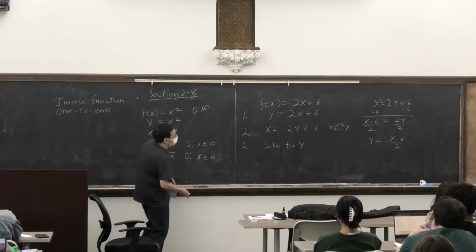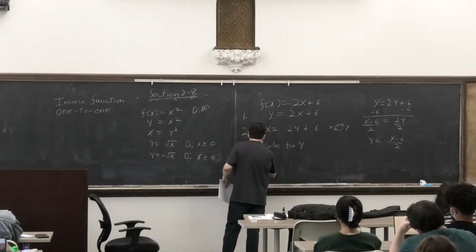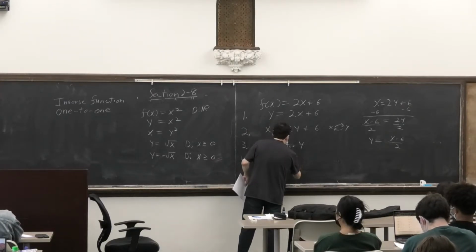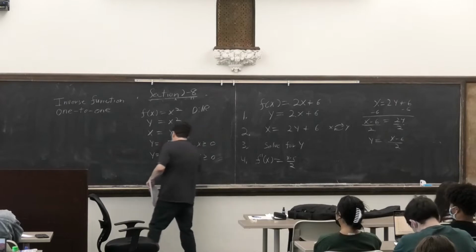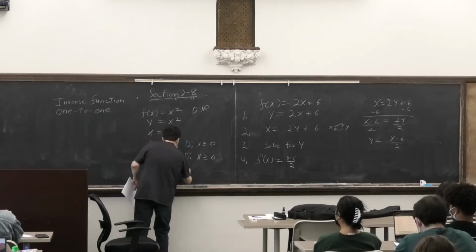Well, I guess the last step is you want to replace y with this symbol, the inverse of x. It's x minus 6 over 2. And here, let's say the inverse is square root of x.